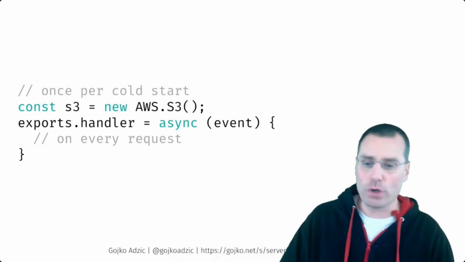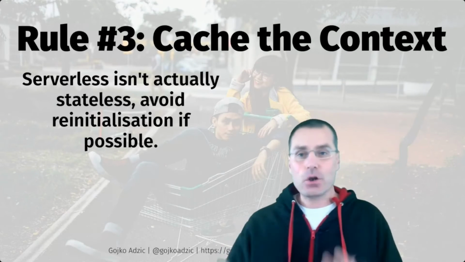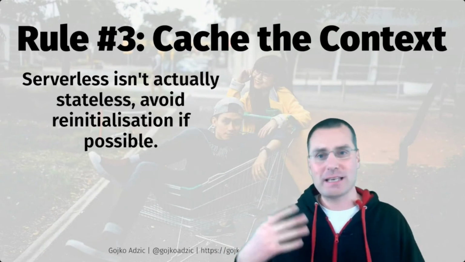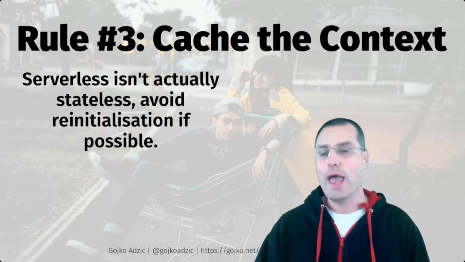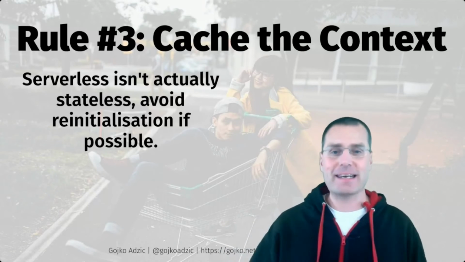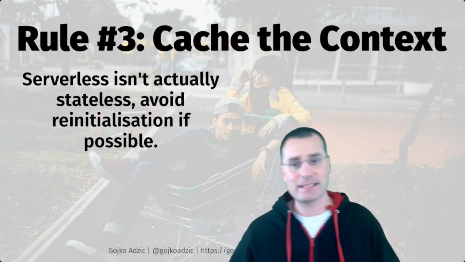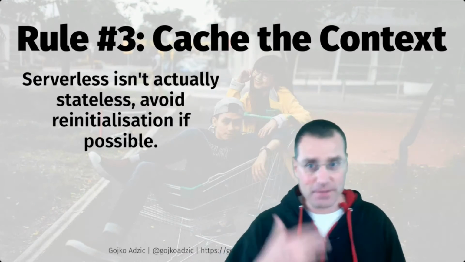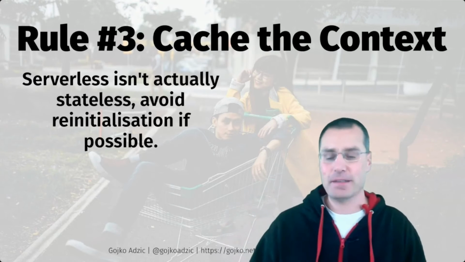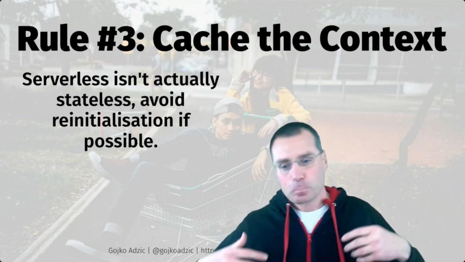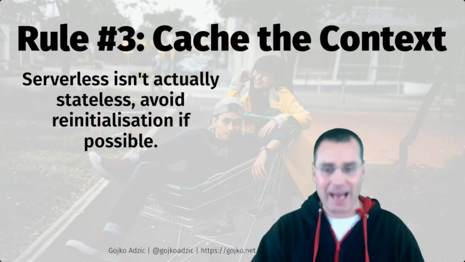And this brings us to rule number 3, which is really cache the context. There's a lot of advice online talking about how serverless is stateless and how you should avoid thinking about state, but that's not necessarily true. All serverless platforms can reuse instances if they have hot instances that are not serving requests. So cache the context. If there is stuff that needs to happen as initialization, do it inside the request and then leave it there.